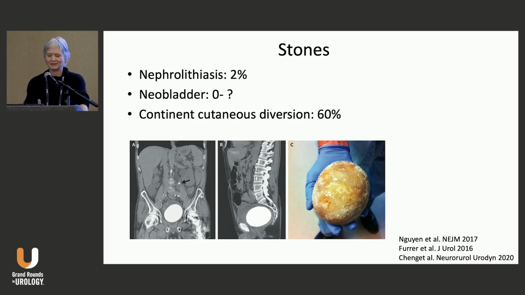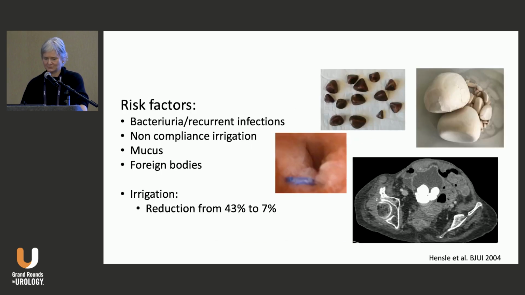And how anybody who is on regular follow-up can develop a stone that size without the urologist finding it surprises me. It's a recent publication from the New England Journal of Medicine. On the other hand, continent cutaneous diversions are more difficult. They have more stasis and they tend to have more stones.